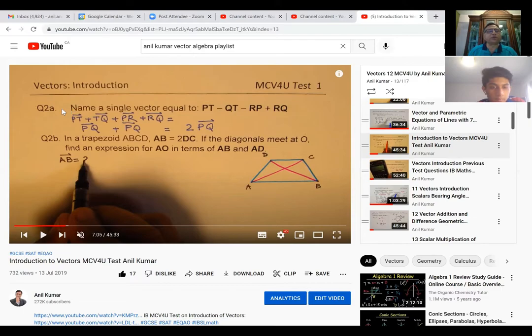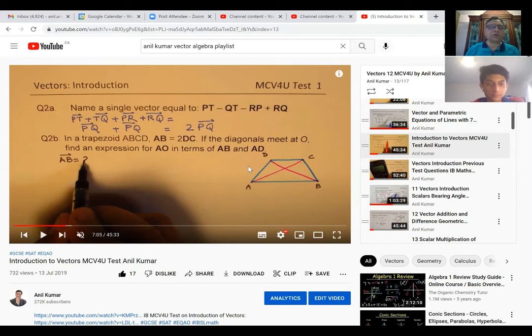So let's redo question number 2A as shown here. So P to T, we reverse Q to T to write TQ, right? And then RP as PR, correct? And then RQ. So when you add P to T, T to Q, give you PQ, right? And again, P to R and R to Q also gives you PQ. So their addition is 2 times PQ. So earlier when I was saying we kind of messed them up, that is the right solution.